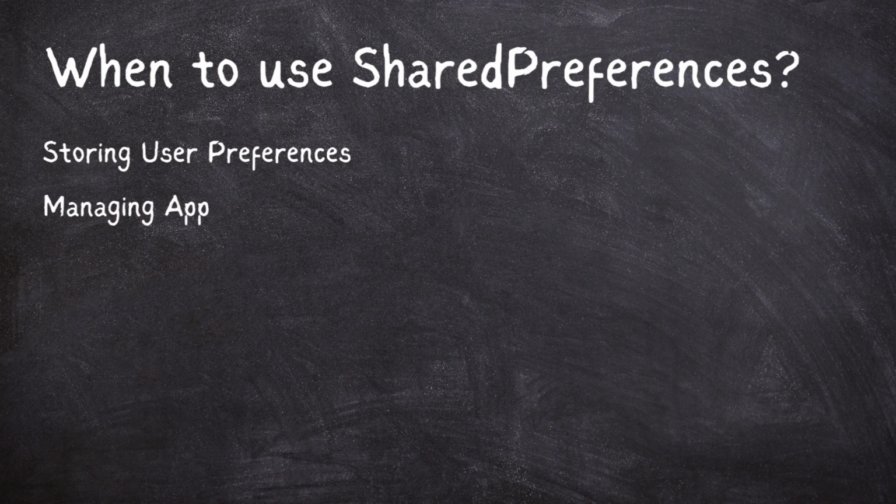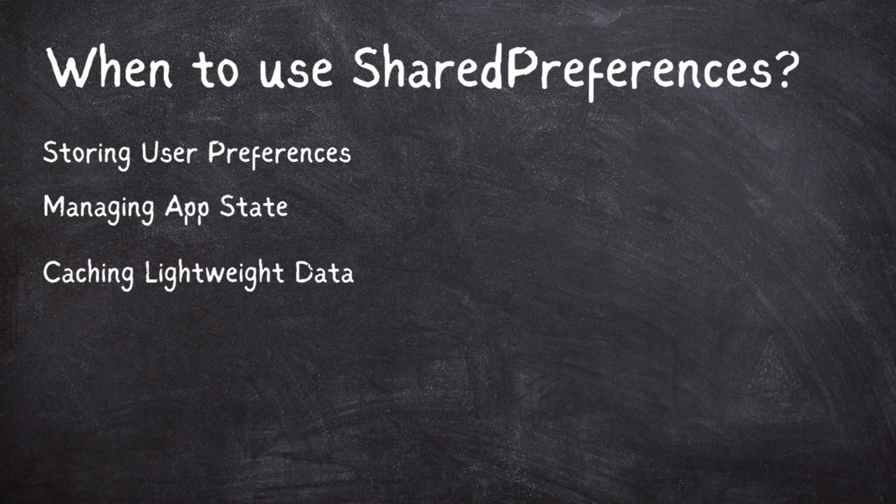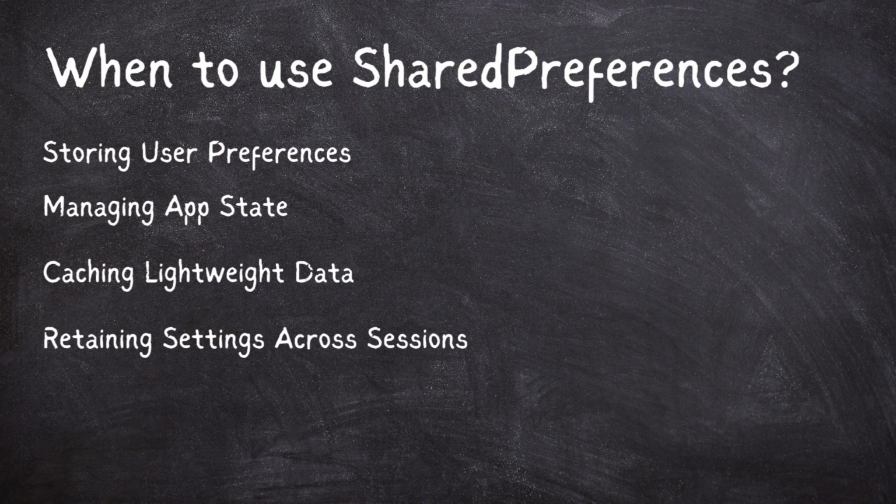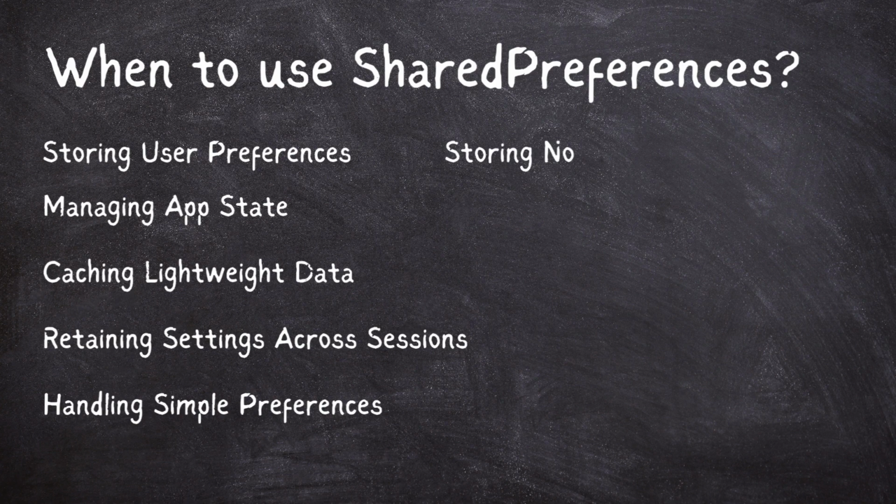It also helps when you want the app to remember certain choices made by the user across sessions, that is managing app state. You can also store small pieces of data fetched from the internet like API tokens, user credentials, that is more like caching lightweight data, but less sensitive data, of course. Next will be persisting settings across app sessions, where we retain settings across different sessions in the app. We can also use it when we want to handle simple preferences within the application. We want to store non-sensitive information.